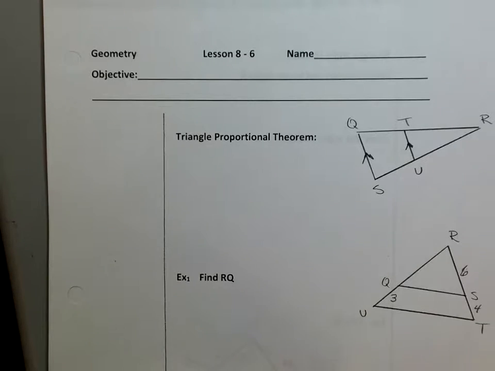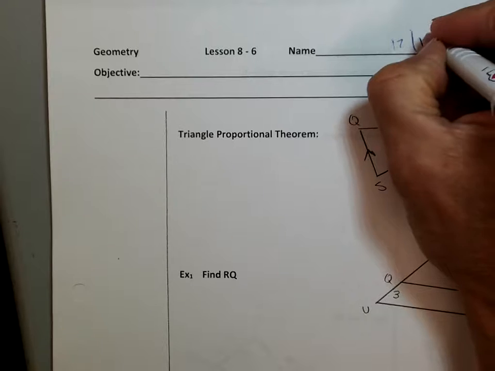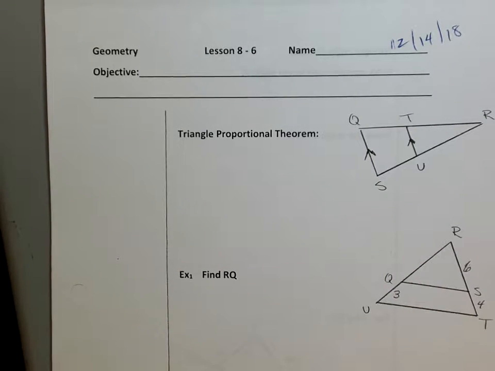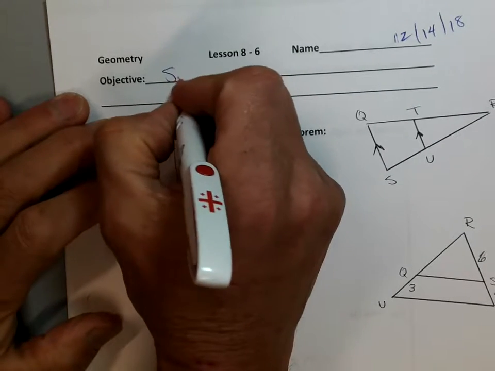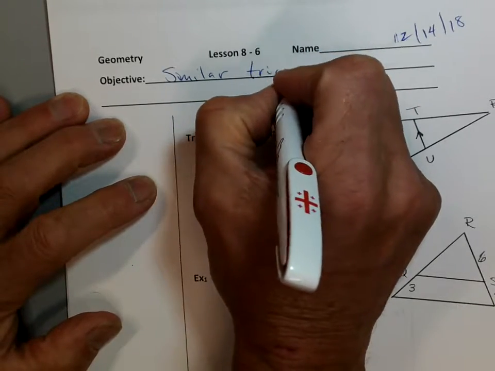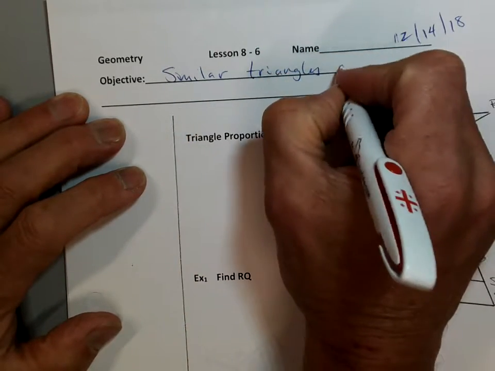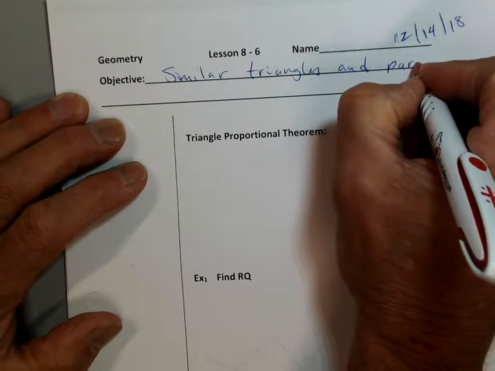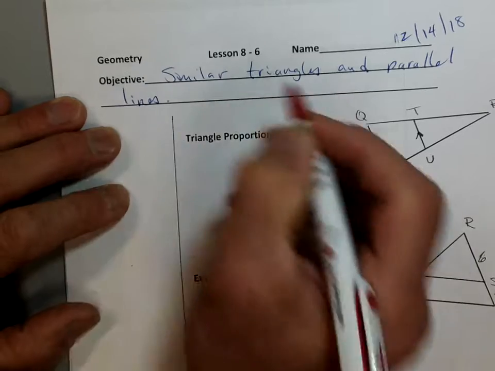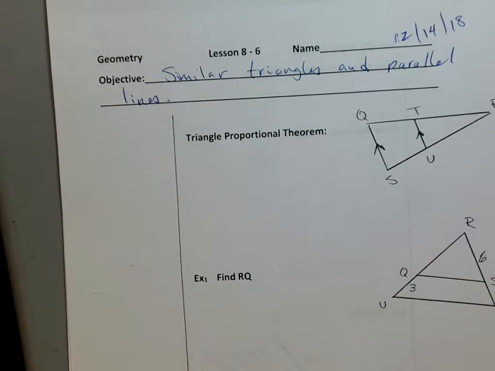Okay, so today's date is 12/14/18. All right, so our objective today. What our objective is going to talk about is similar triangles and parallel lines, okay? Similar triangles and parallel lines.